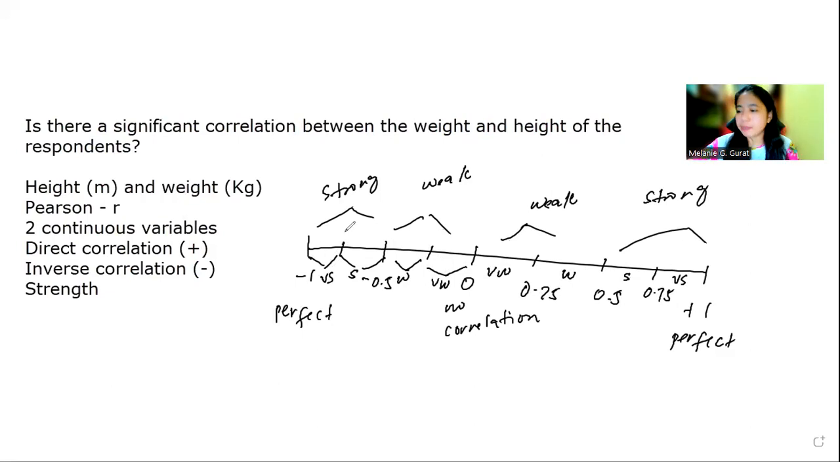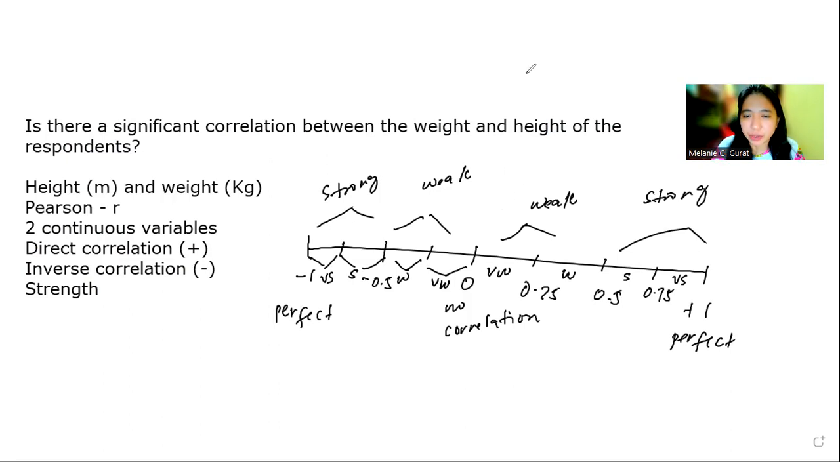So if you will be asking me which strength is higher, is it the -1 or +1? Of course, the answer to that question is they have the same strength. The strength is 1. It is perfect. The type of correlation is just different. Now, let's go back to our data. Pearson-r is a parametric test. So we need to satisfy not only its nature of being continuous variables or numerical data, but also to figure out if the data are normally distributed.